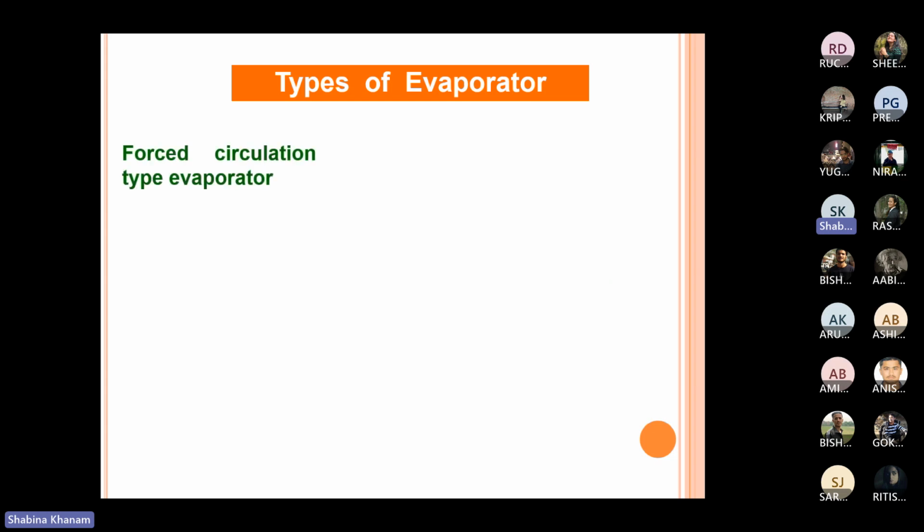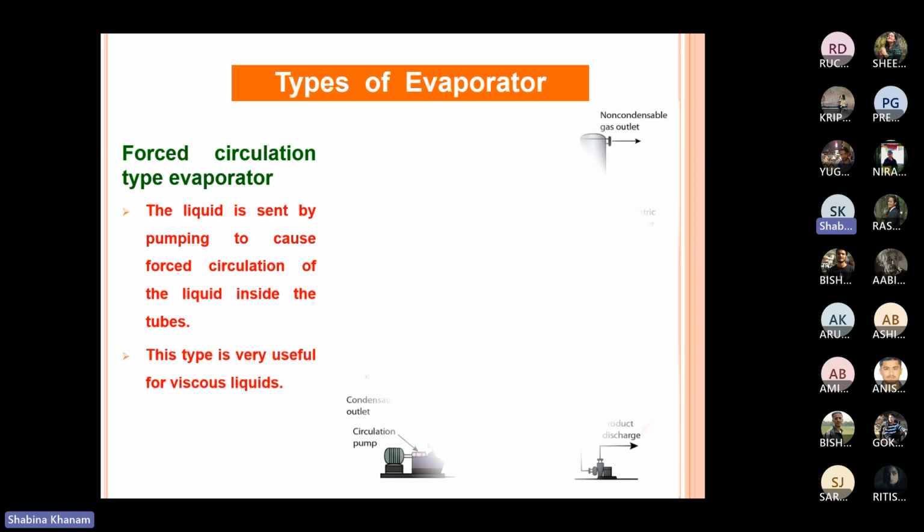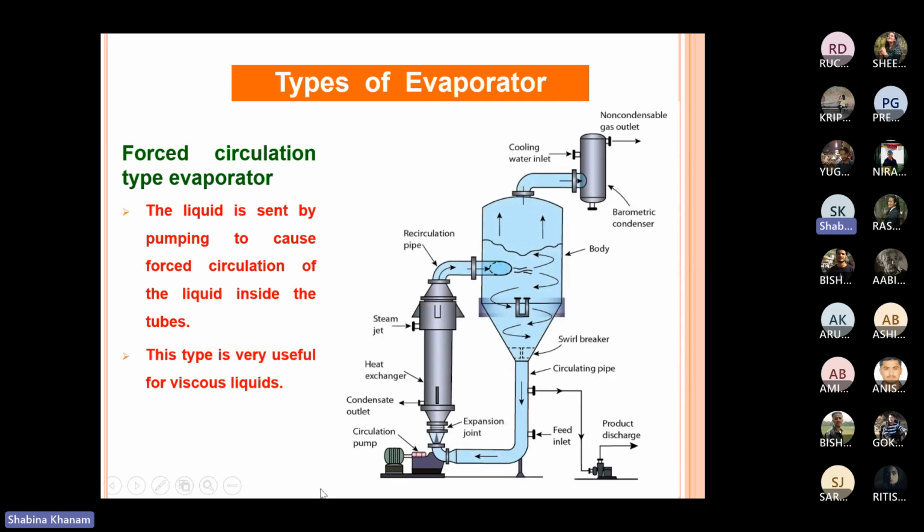Next we have the forced circulation type evaporator. If you consider this, the liquid is sent by pumping to cause forced circulation of the liquid inside the tube, and this is very useful for viscous liquid. Usually feed enters from here, and as you can see, because of the pump it is entering, otherwise that can be entered automatically.